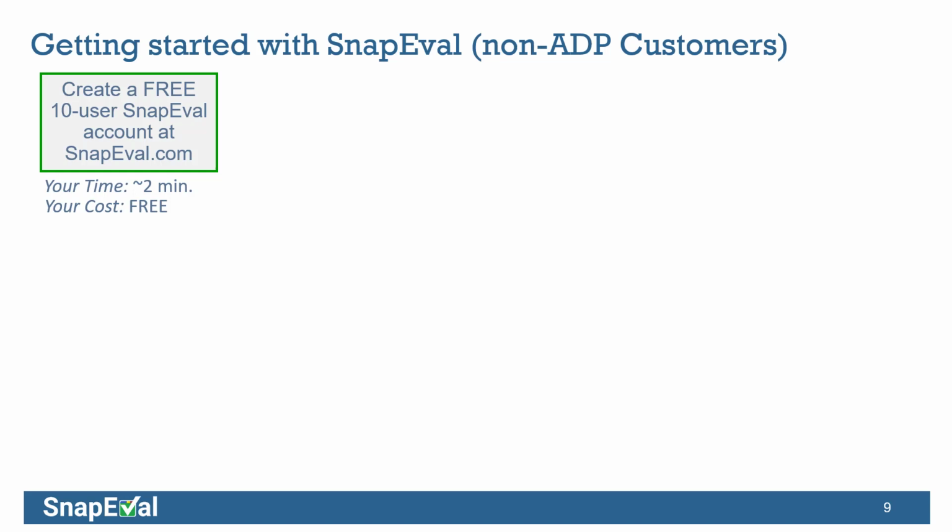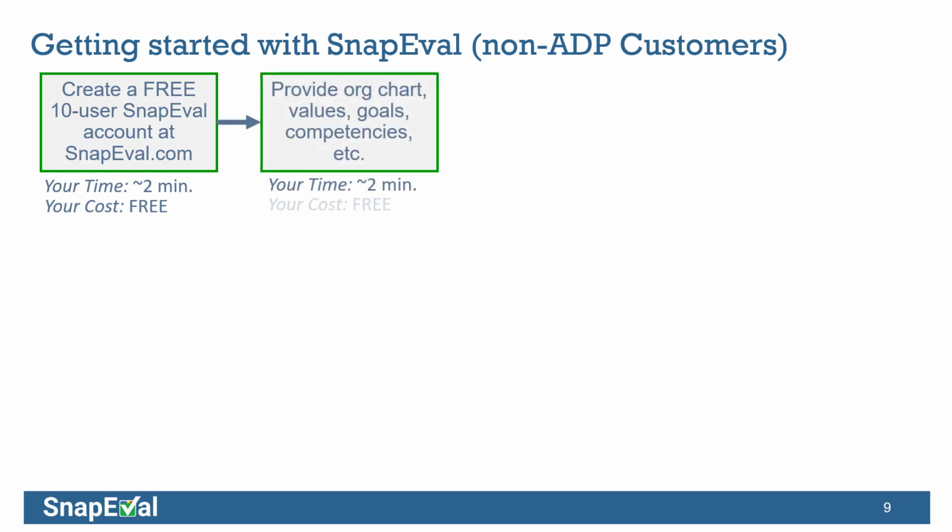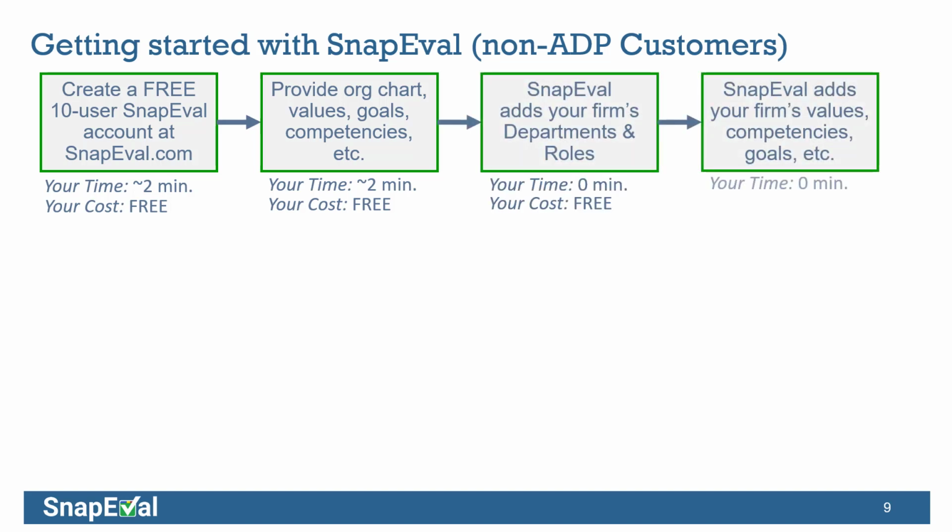It's that simple. If you decide that you want to explore SnapEval further, we automatically include sample users and sample data with your SnapEval account. But we want to basically customize it for your specific organization. And again, this is a free service. So basically, if you provide us things like your organizational chart, so we know reporting relationships, corporate-wide values, specific goals, job competencies, things like that, we will then take and essentially incorporate those into your SnapEval account. And there's no cost for this. So it's a completely free service for you.